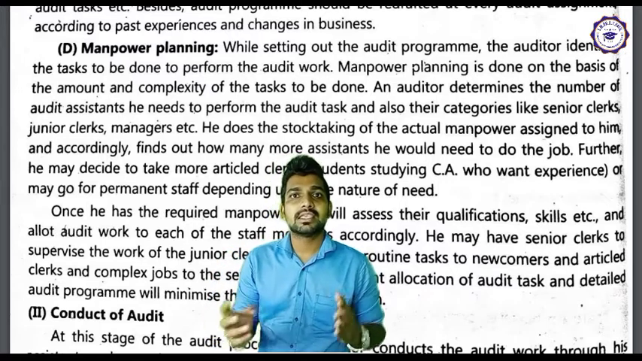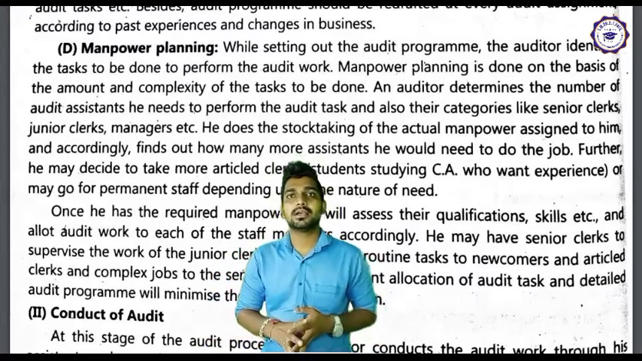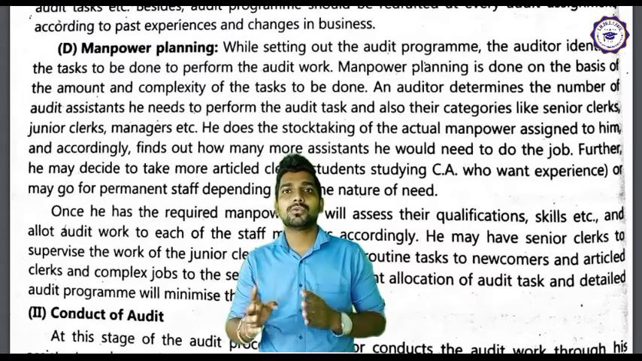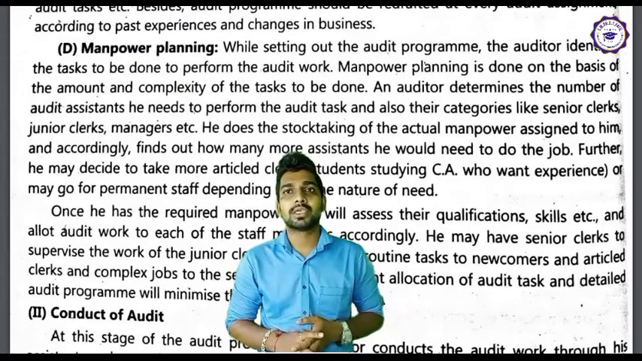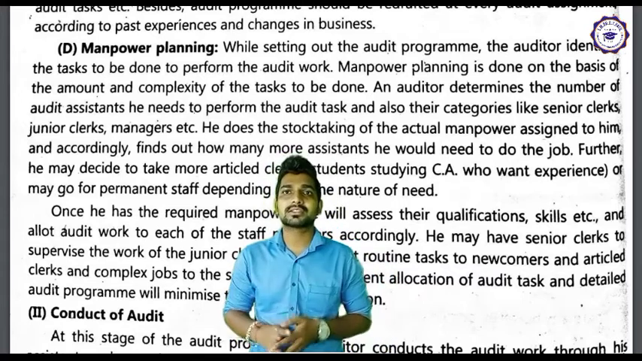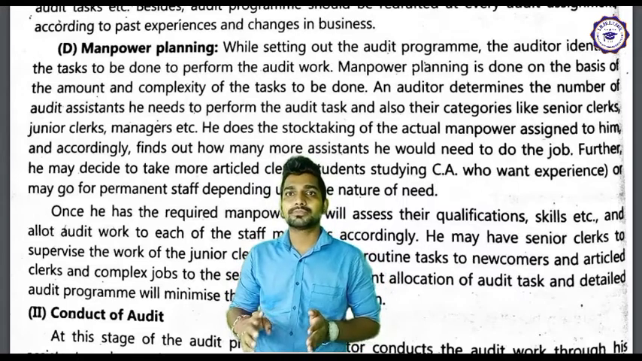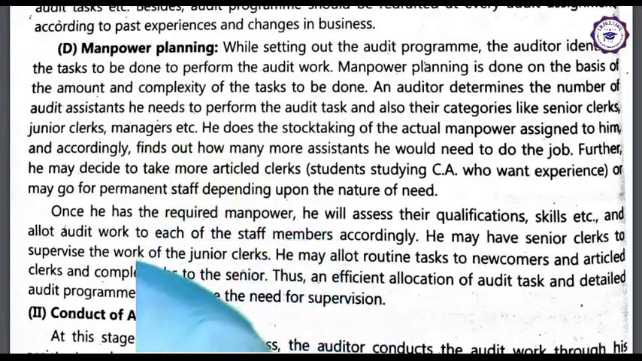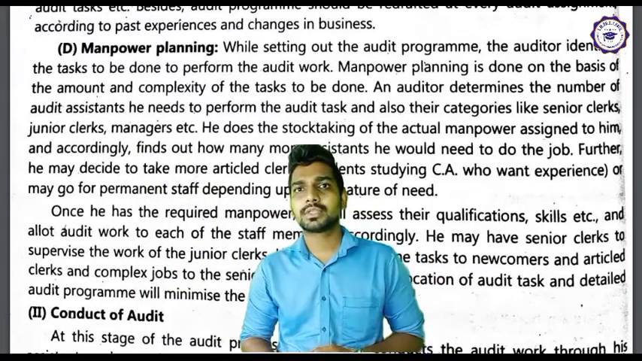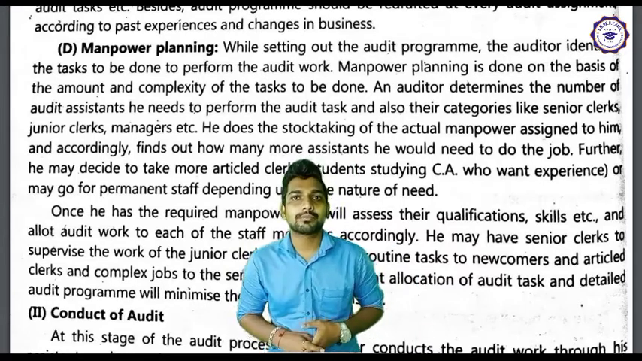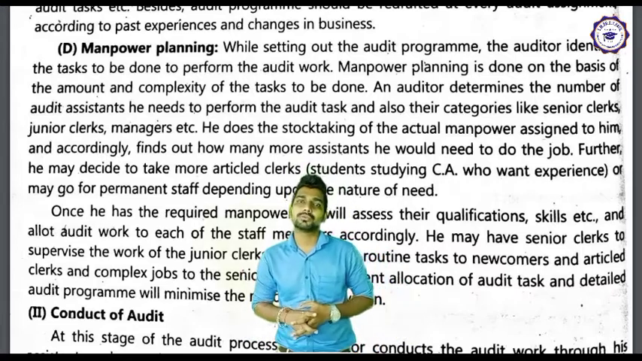So once he has the required manpower, he will assess their qualifications, skills, etc. and allot audit work to each of the staff members accordingly. He may have senior clerks supervise the work of the junior clerks. He may allot routine tasks to newcomers and articled clerks, and complex jobs to the seniors. Thus, the efficient allocation of audit tasks and a detailed audit program will minimize the need for supervision.